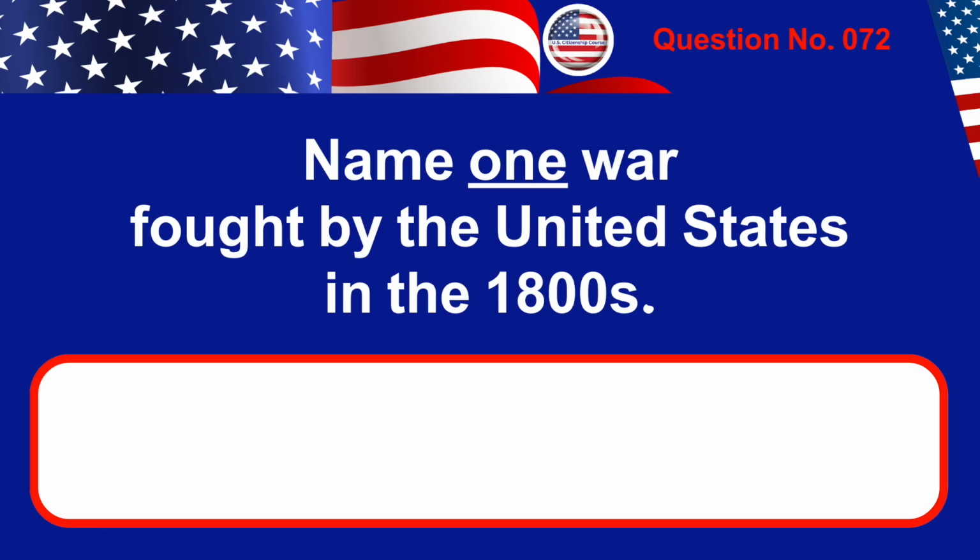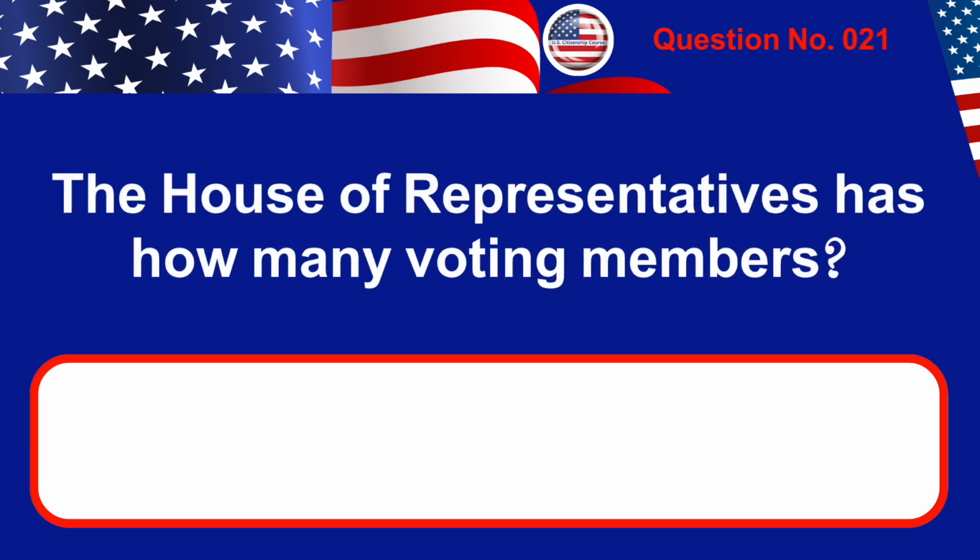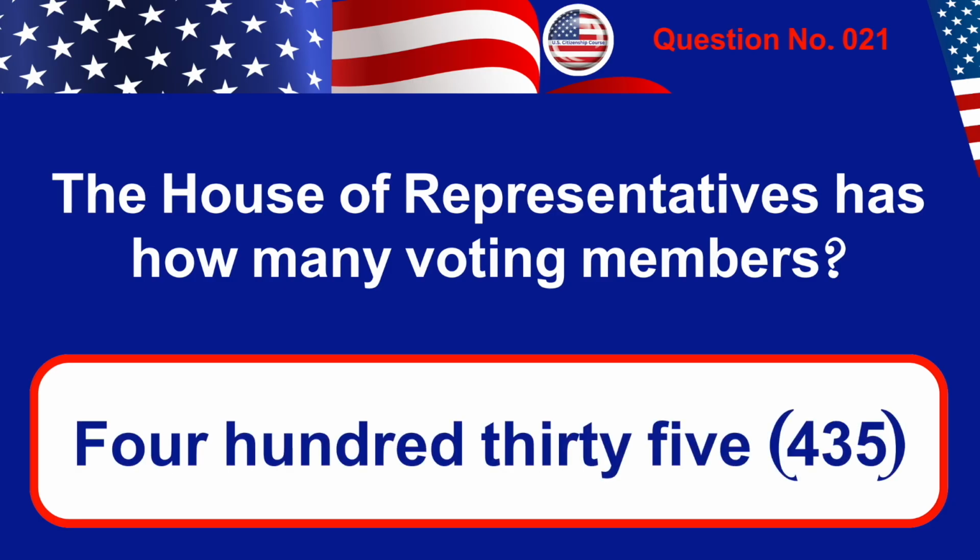Name one war fought by the United States in the 1800s. Civil War. The House of Representatives has how many voting members? 435.